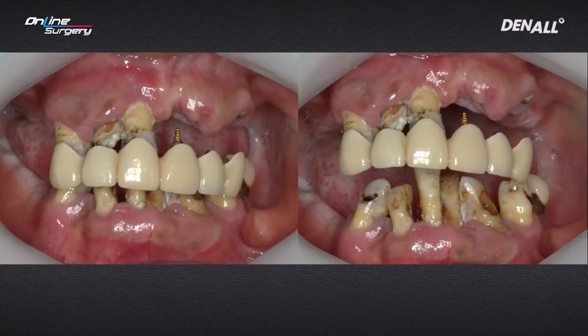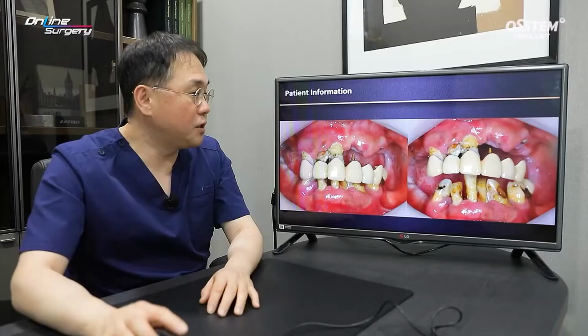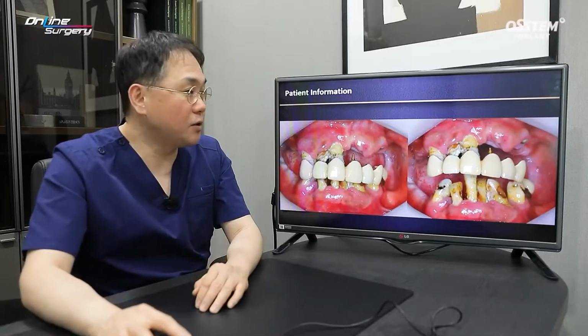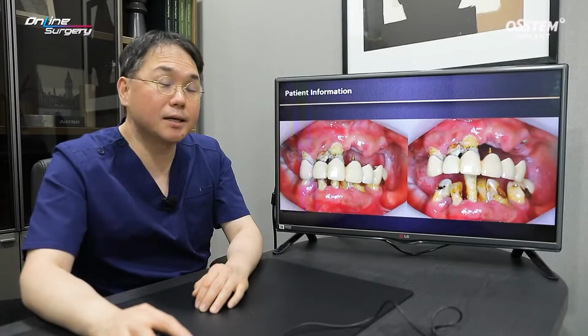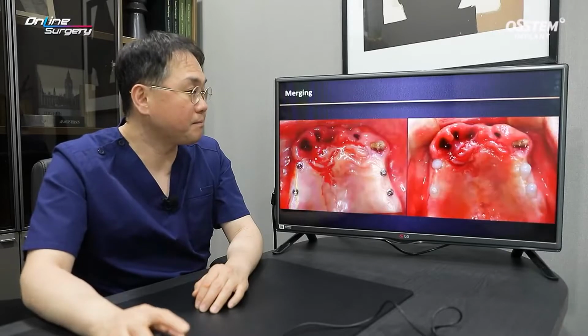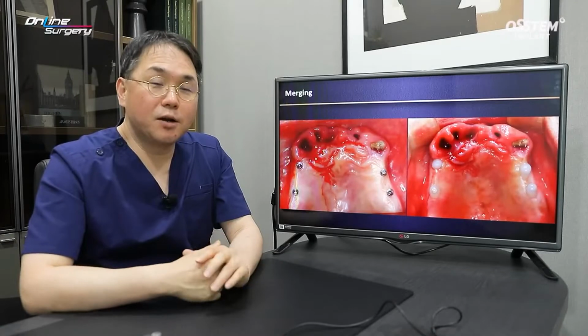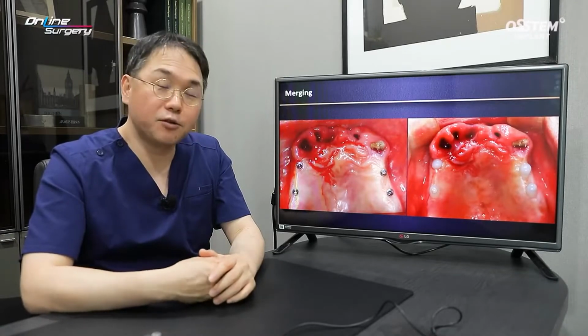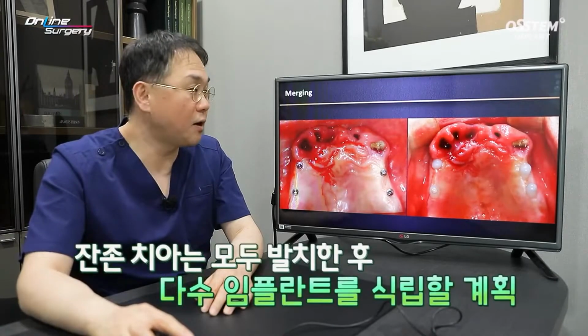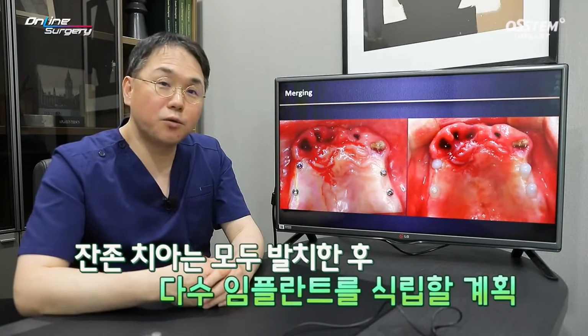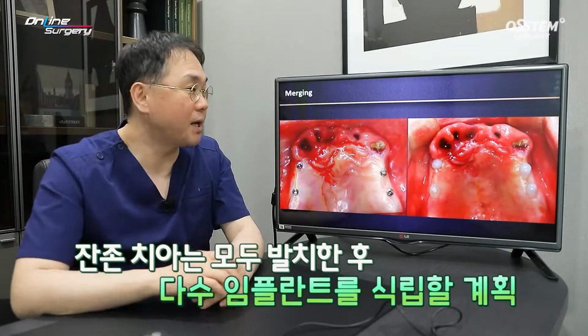Due to very severe periodontal disease, there is very severe mobility in the anterior bridge and pathologic movement can be observed in the lower residual teeth. There's no bite in the posterior area, so there is a deep bite in the anterior area. The plan was to remove all residual teeth in the upper and lower and to restore with implants. The patient wanted a fixed prosthesis, so multiple implants were planned.